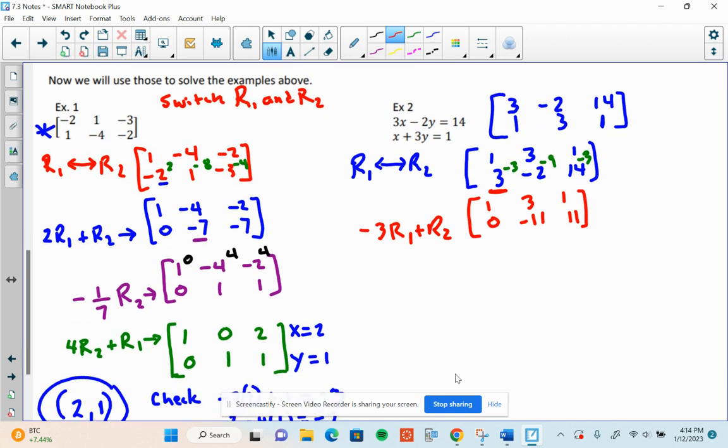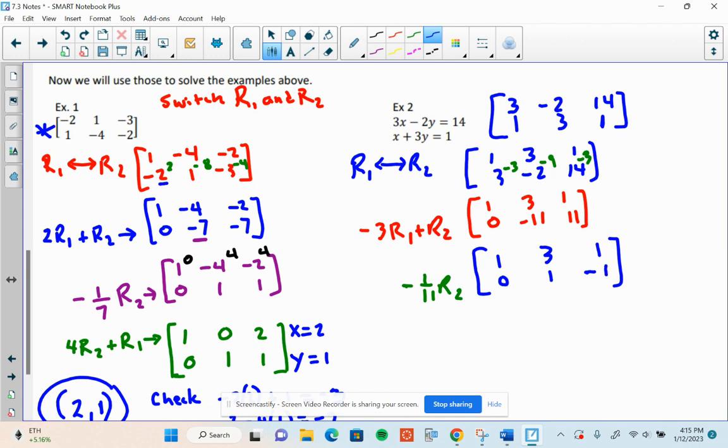Now I move to column 2. I need a 1 right here where this negative 11 is at. So I'm going to do negative 1/11 times row 2 and put that in as my new row 2. The top row is not changing right now. Don't try to do too many steps at once or you get lost in the process. And your teacher will get lost in the process too and not be able to find out where you made your mistakes.